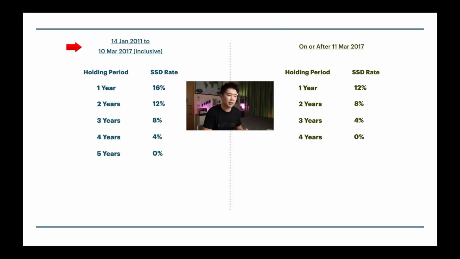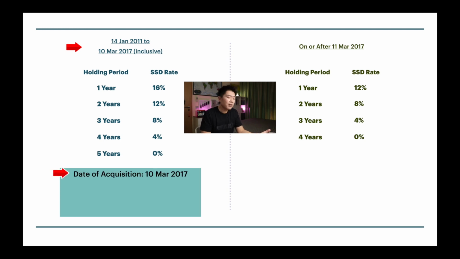Let's look on the left, which is the 14th of January 2011 to 10th of March 2017. If you have bought that property within this period, you'll be subjected to the 4-year SSD rates. Let's look at date of acquisition, assuming it's on the 10th of March 2017. It's just 1 day before the new SSD rate kicked in. So what happens then? Remember, if you have bought this property on the 10th of March 2017, you are still using the SSD rates previously.